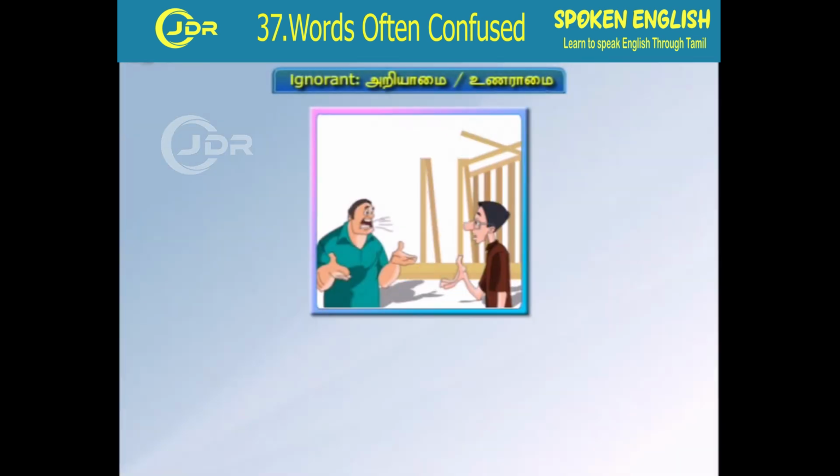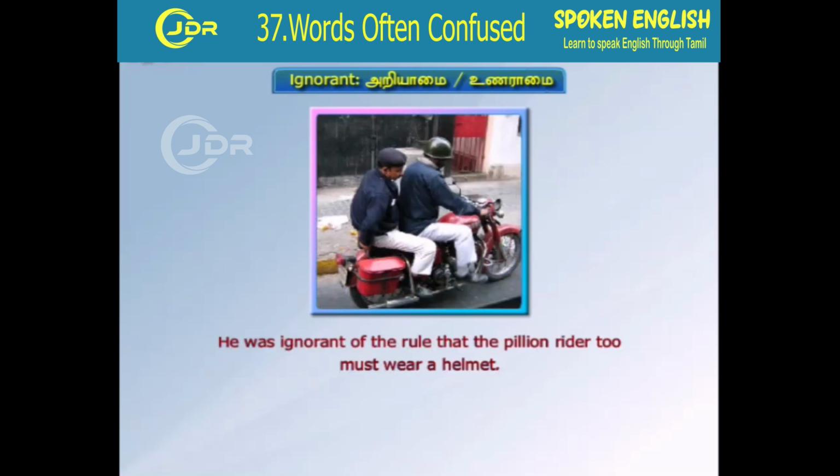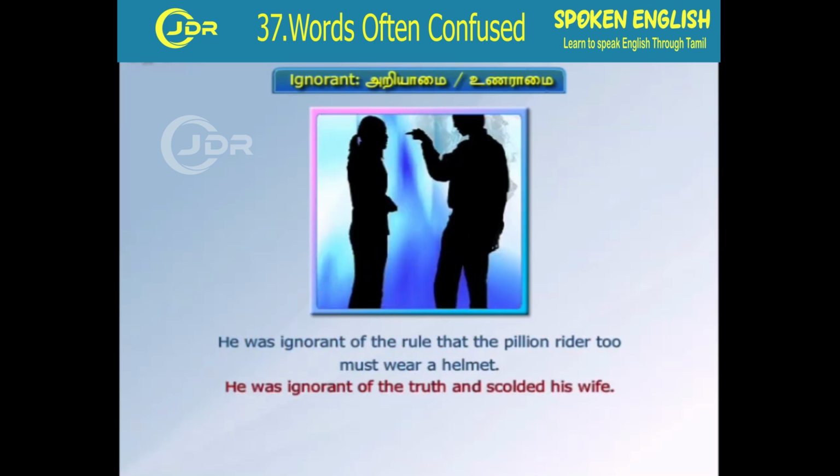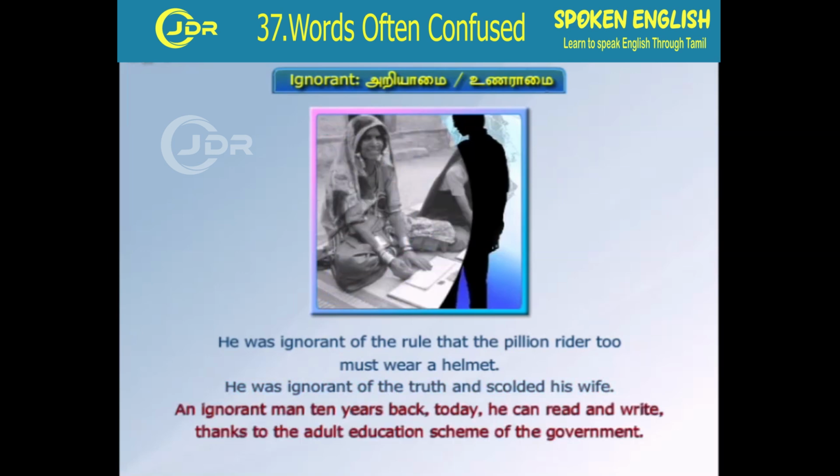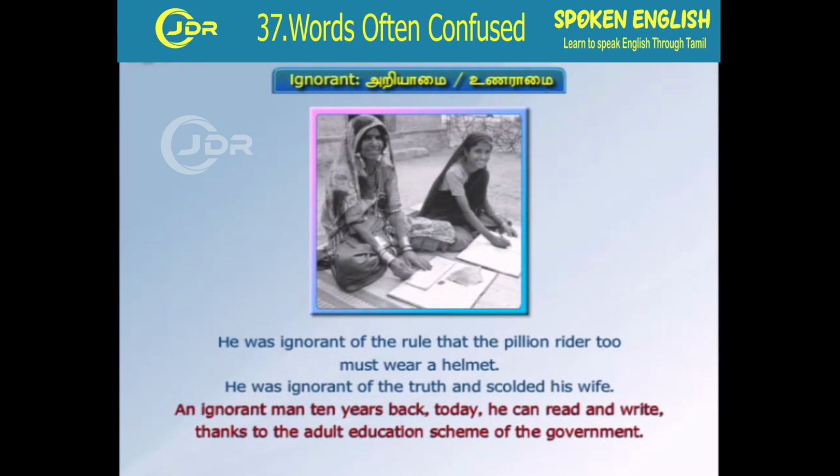Ignorant, அறியாமை, உணராமை. He was ignorant of the rule that the pillion rider too must wear a helmet. He was ignorant of the truth and scolded his wife. An ignorant man 10 years back, today he can read and write thanks to the adult education scheme of the government.